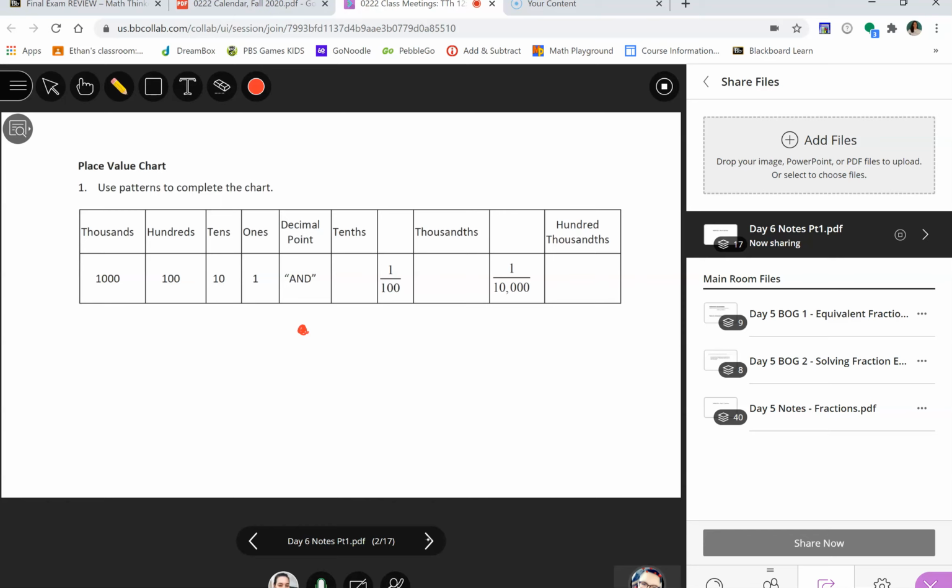So what if I gave us this number? Let's say I have this number right here. So the way you would read this is you'd say 32 and 5/100ths. So I'd read this as 5/100ths. Okay. What if I had this number?